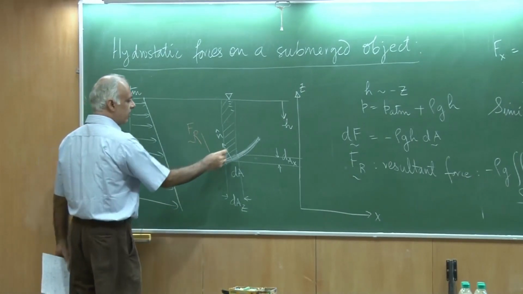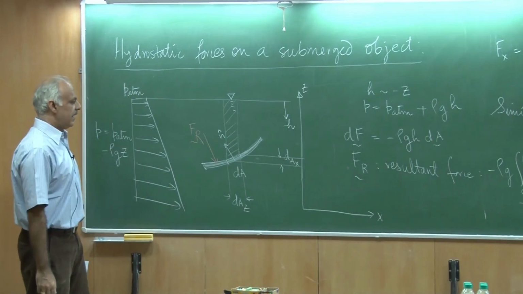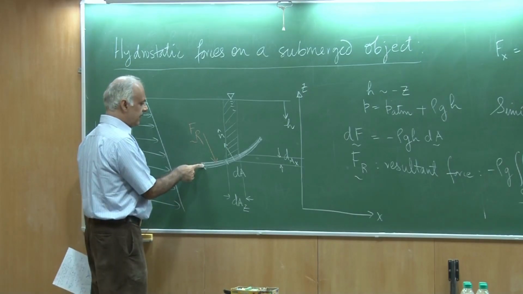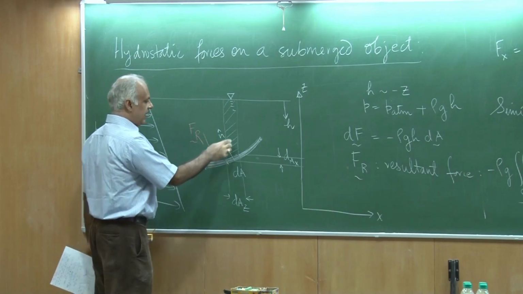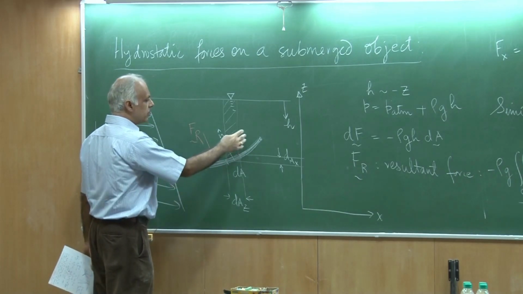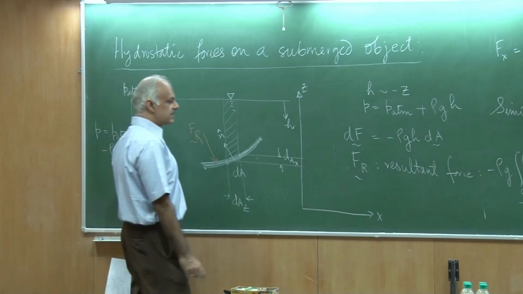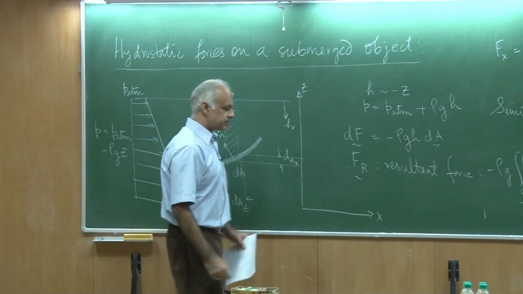What is the location of that point on this object? And the way to do that would be that I can take any point and I can take the moment because of this force, and it should be equal to the moment of the force that I get out of this resultant thing of the distributed load.